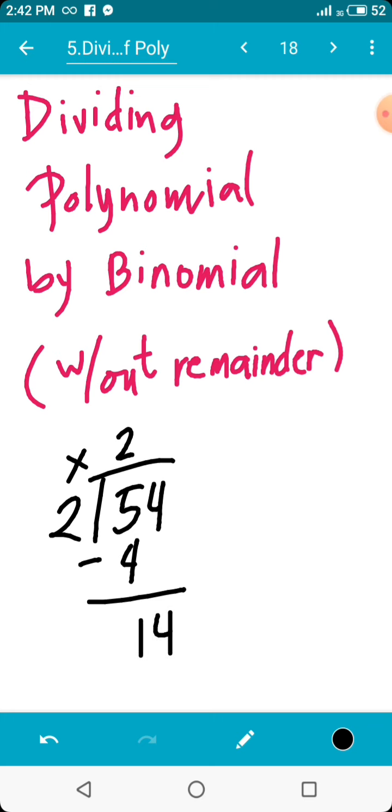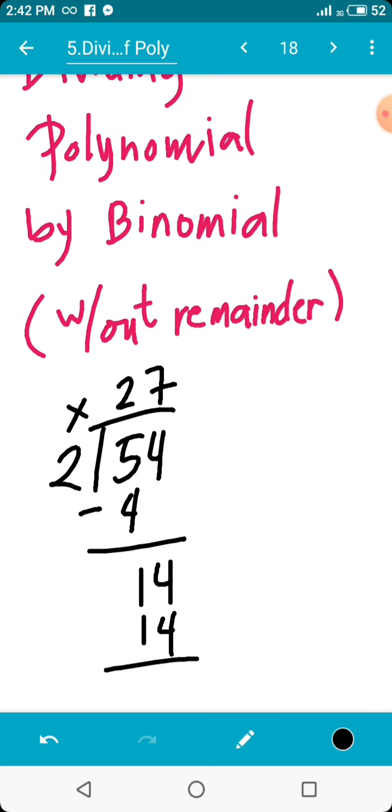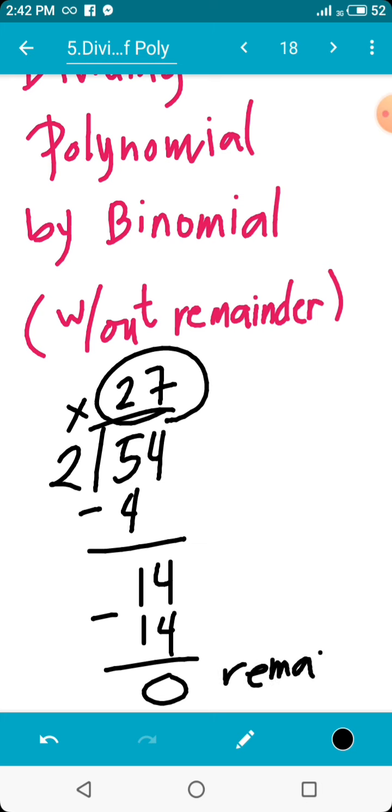Bring down 4. 14 divided by 2 that's 7. And 7 times 2 we have 14. And then pag minus natin, 0. So ibig sabihin yung quotient natin ay 27. And dahil 0 yung nasa dulo, ibig sabihin ito yung tinatawag nating remainder. Okay? So 0 siya, ibig sabihin walang remainder.